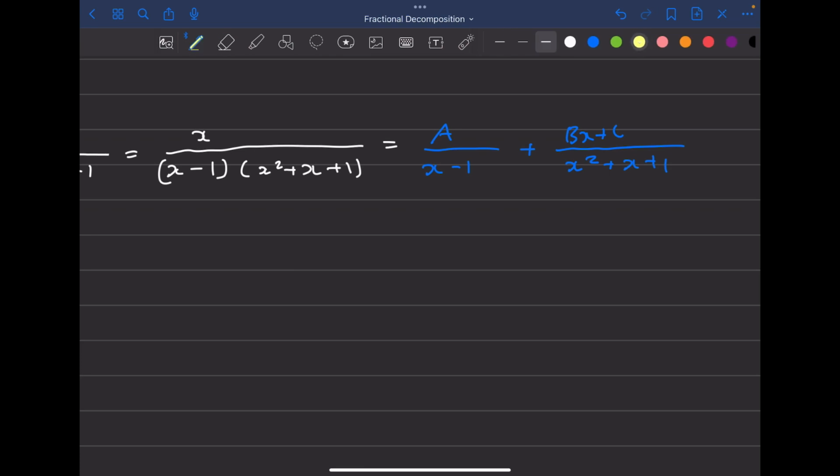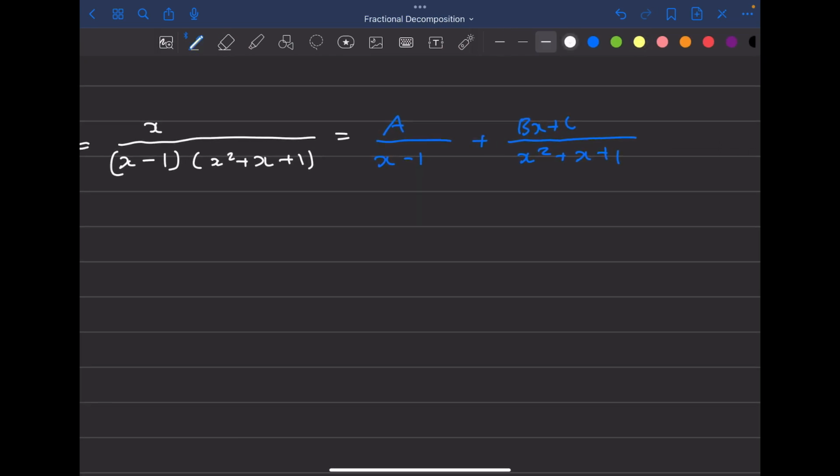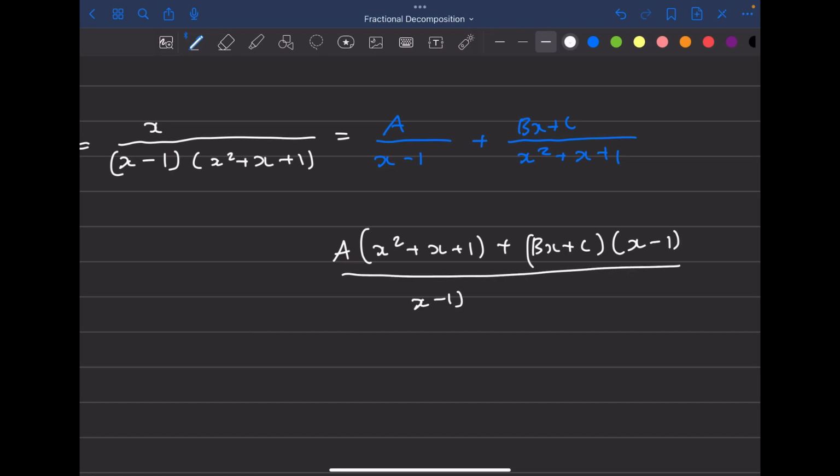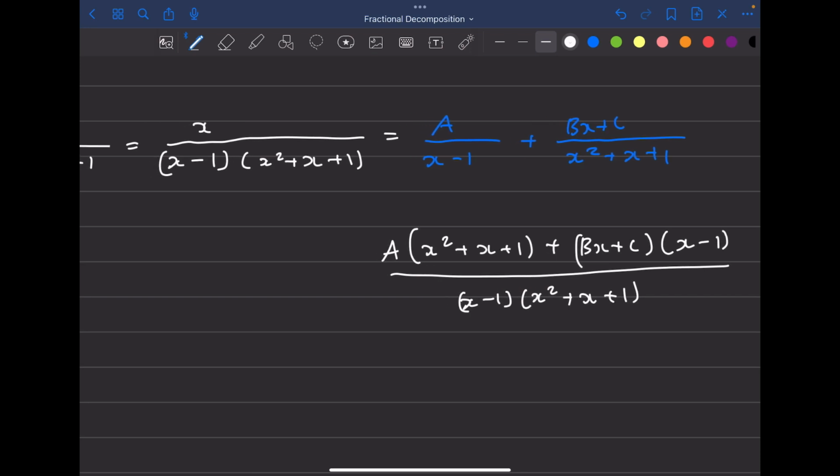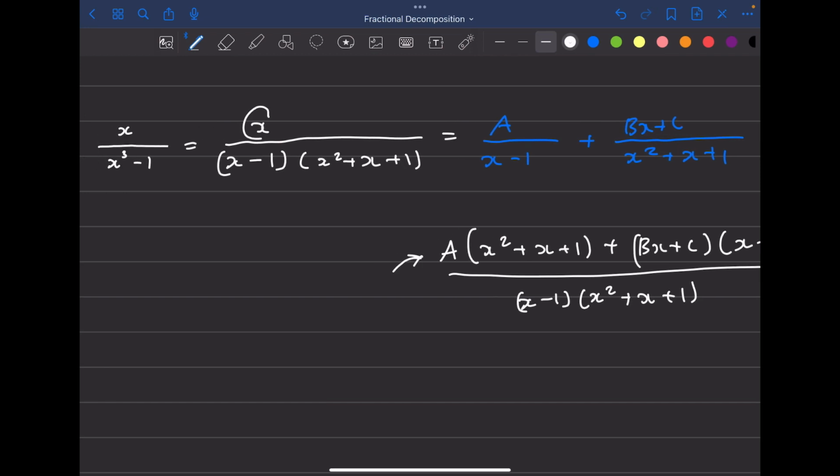The exponents have to be always one less than the denominator. So from here, let's combine these and give them common denominators. So a times (x squared plus x plus 1) plus (bx plus c) all multiplied by (x minus 1), over (x minus 1)(x squared plus x plus 1). So now we have the same denominators, so that's done. We don't have to touch the denominators anymore. Now we have to expand the numerators and try to get x from that.